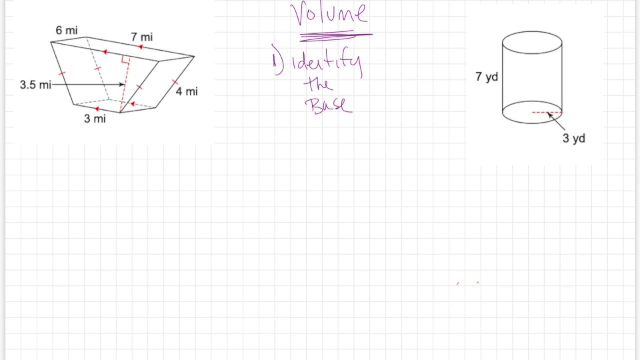So for this one on the left, I see this trapezoid, right? This trapezoid here. And for the one on the right, I've got a circle, right? That's our base shape. So our second step is going to be to find the area of the base.